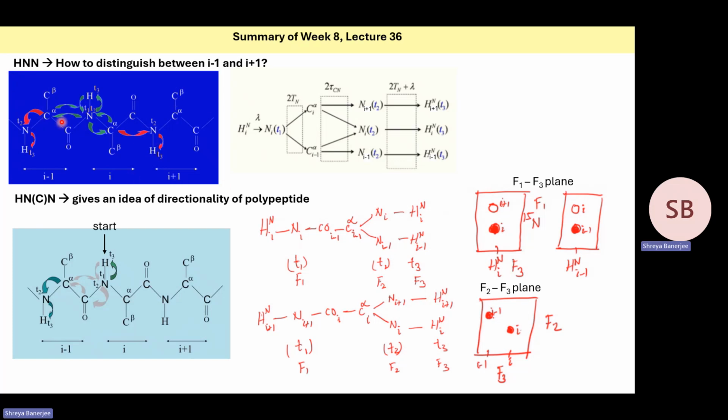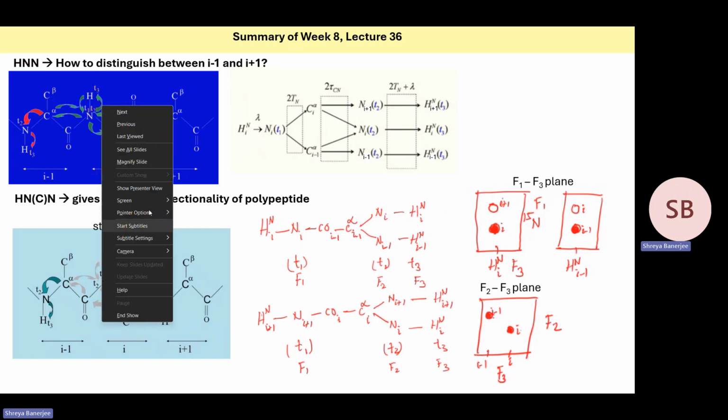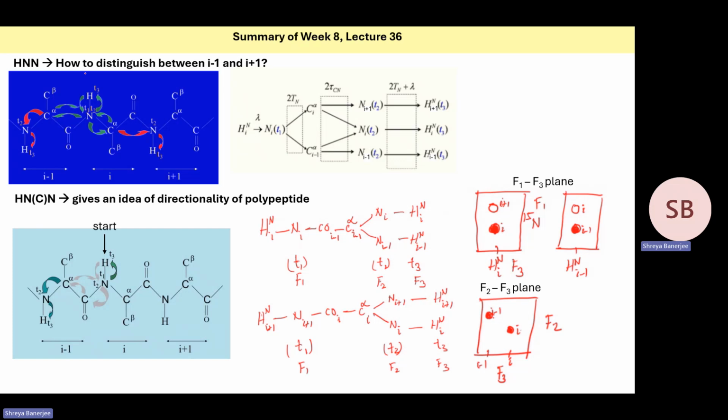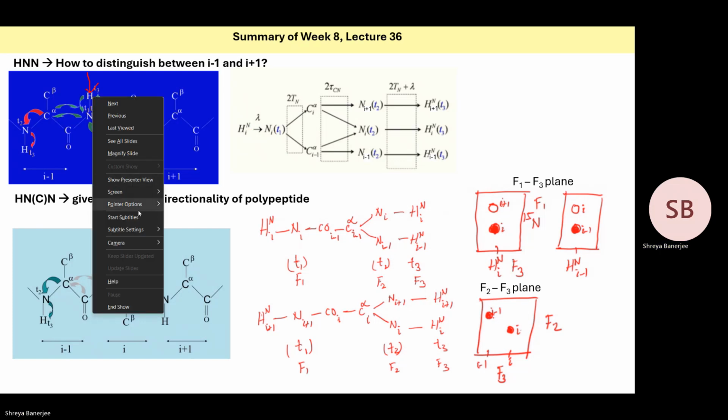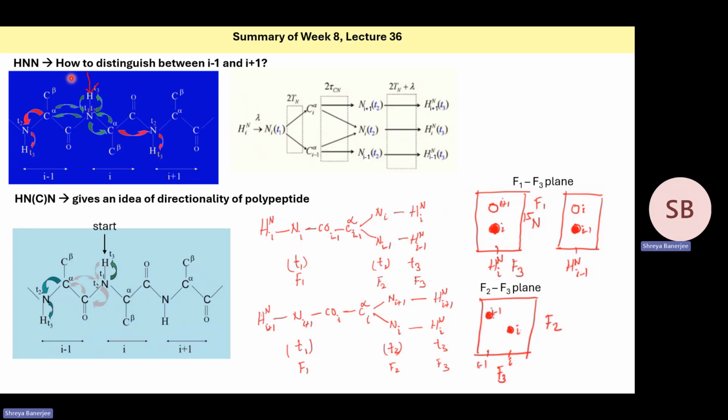So in the HNN experiment, the initial magnetization is on the amide hydrogen of the I residue. So here you can see this is the I residue, and initially the magnetization starts from here. From here it goes to the N of the I residue. So you can see, follow the arrows. From H it goes to N. From N it goes to C alpha of the I and C alpha of I minus 1. That is the same residue and the previous residue.